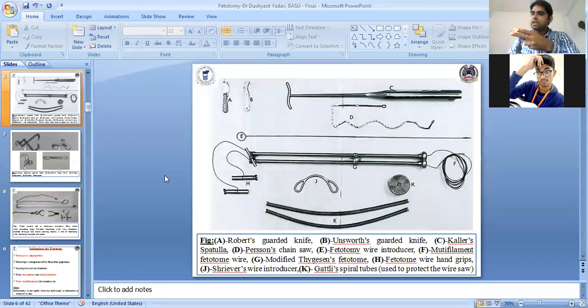These things are done outside the uterus. This is a very long thread, so we can use it outside the uterus or birth canal. So we put it here, and this is fixed. Then we apply traction on both ends of the wire shaft, this and that. So we can use this method.